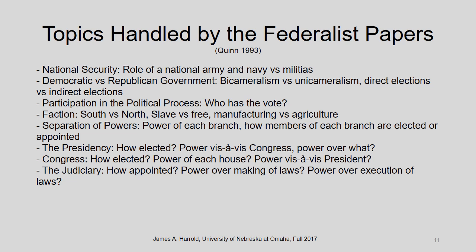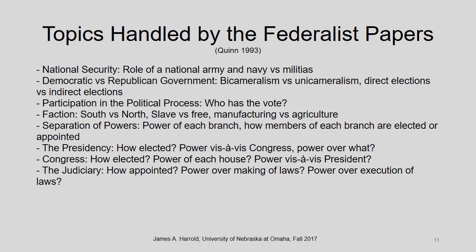They talked about separation of powers, the power of each branch. They talked about the presidency, how the president was elected. What's the power of the president with reference to Congress? They talked about Congress, how the Congress was elected. They talked about the judiciary and how it's appointed.